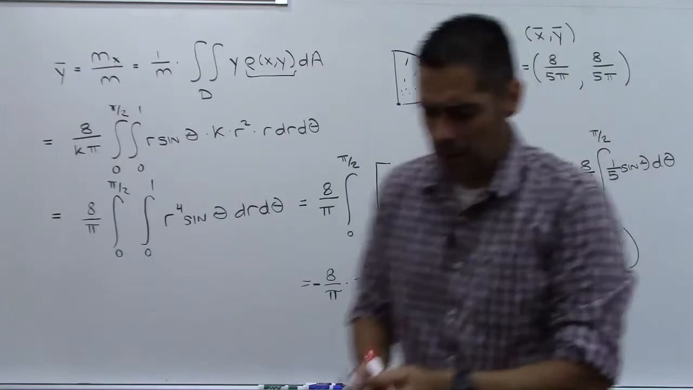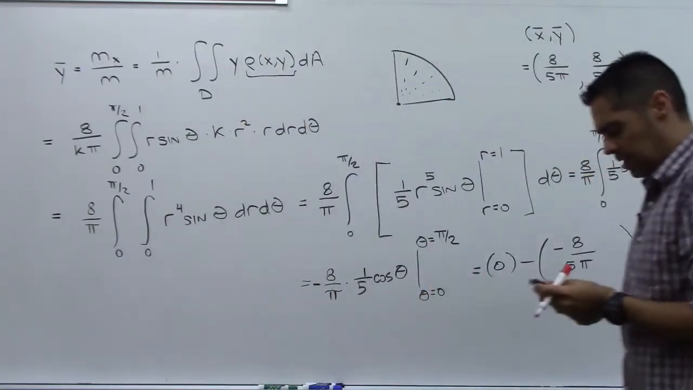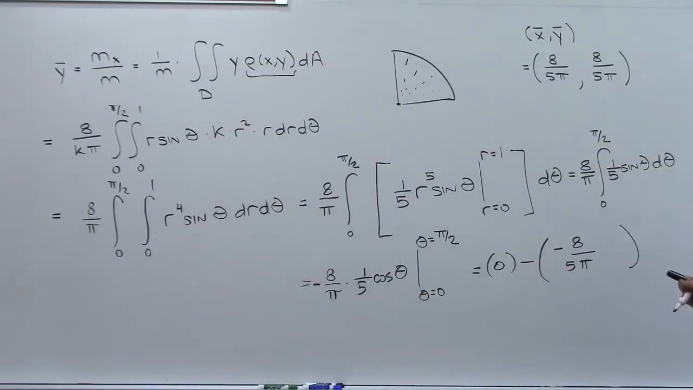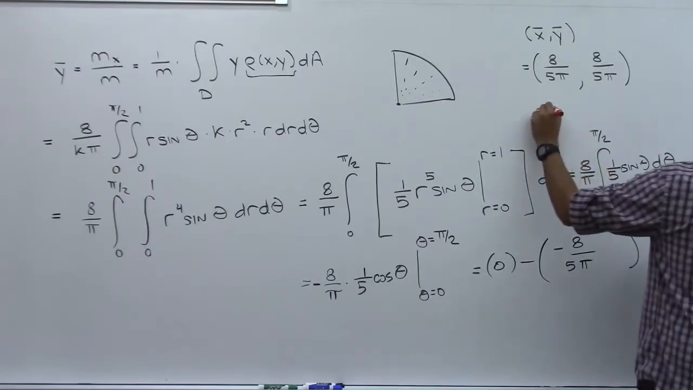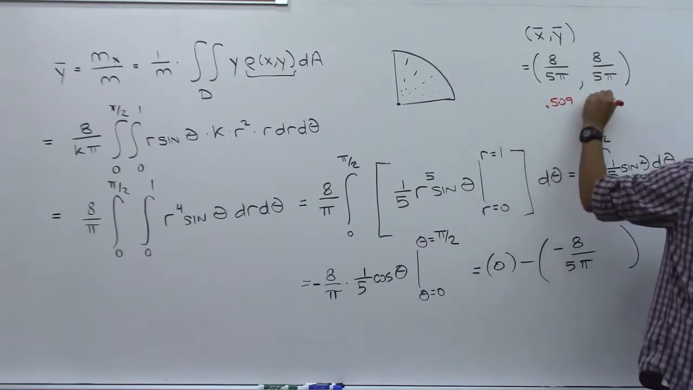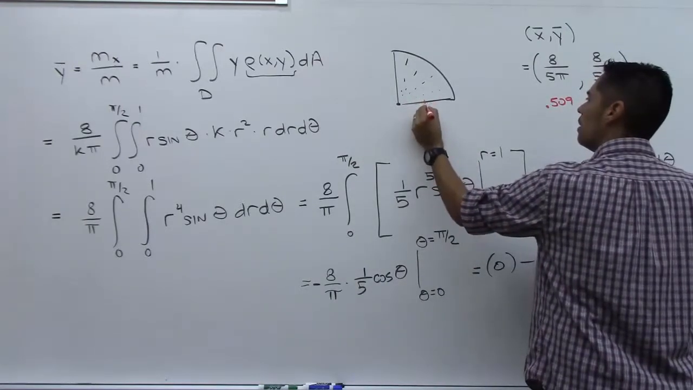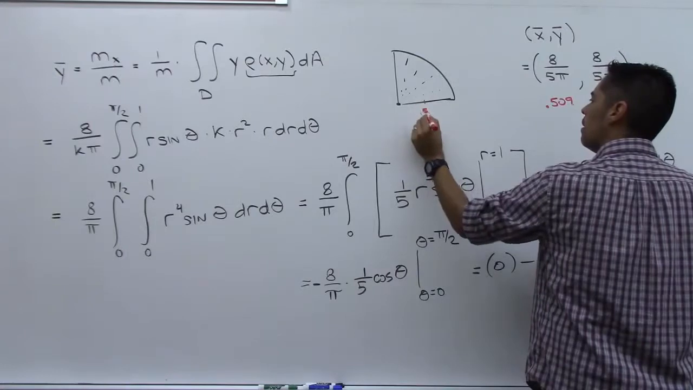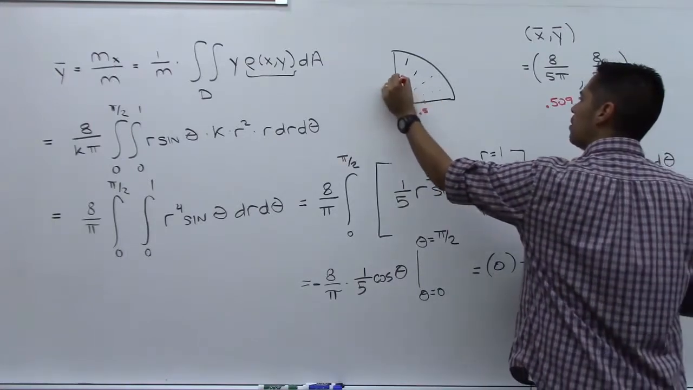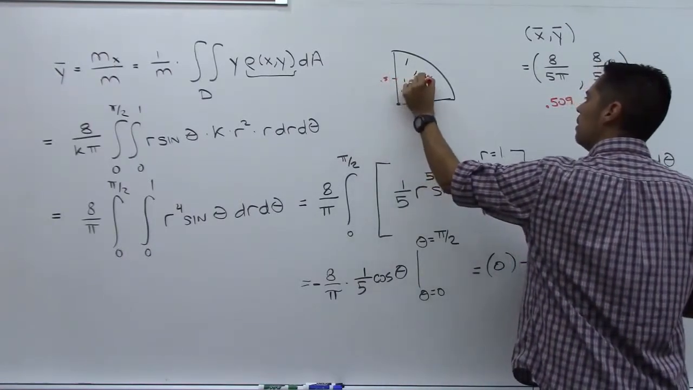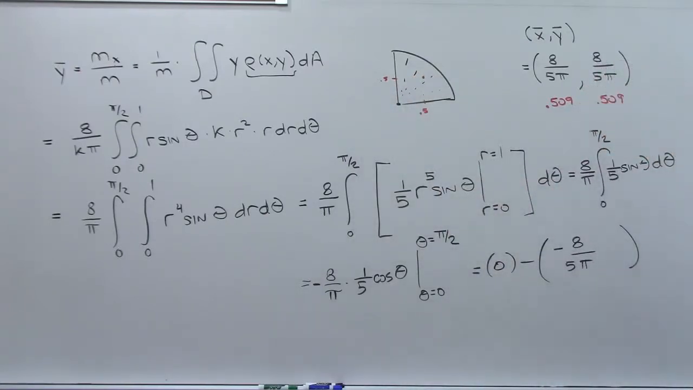Let me figure out what 8 over 5 pi is, just so you have an idea as a decimal of where that is. 8 over 5 pi is 0.509. So not quite halfway, a little bit more. Here's 0.5, a little bit more than that up. Here's 0.5, a little bit further up. So somewhere in there, that's your center of mass.